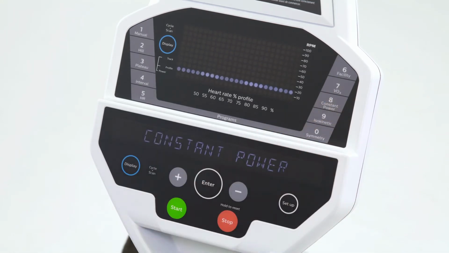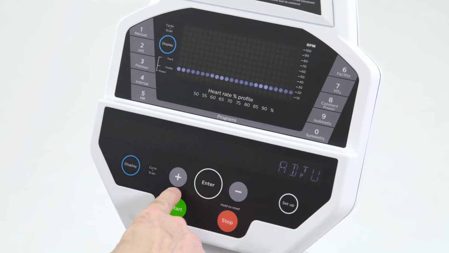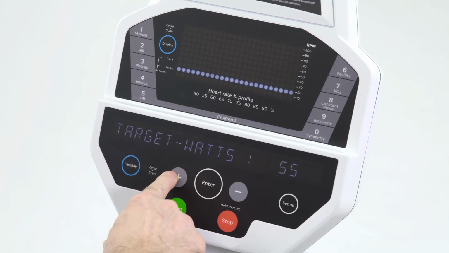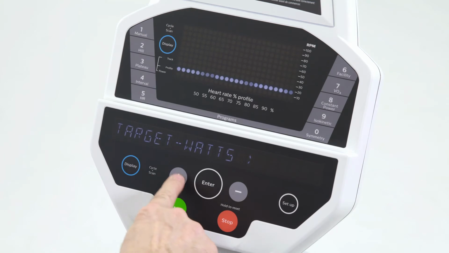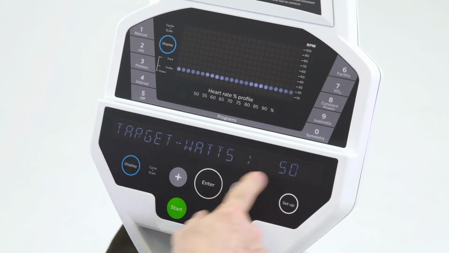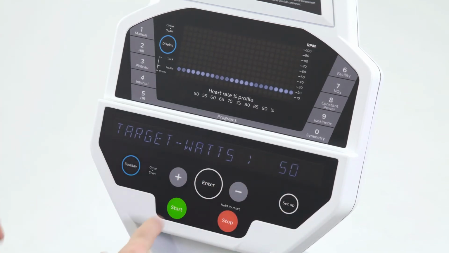If we press constant power, we get a constant power mode of resistance where the resistance will adjust automatically based on how many watts we want the patient to be doing. So if we want them to do an average of 50 watts, we can do that.